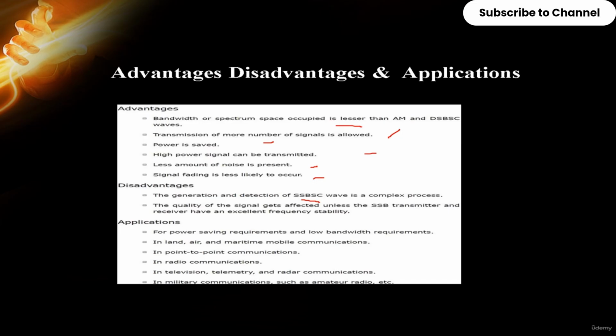And if we look at the applications of these signals, they are used in various types of maritime applications, mobile communications, point-to-point communications, radio wave communications, televisions, telemetry, and military communications.